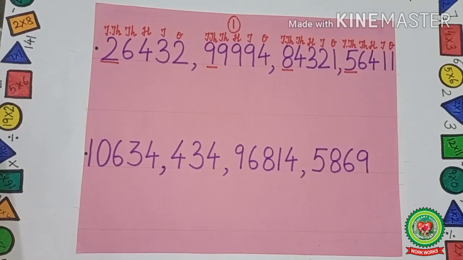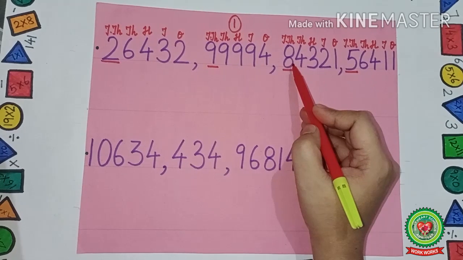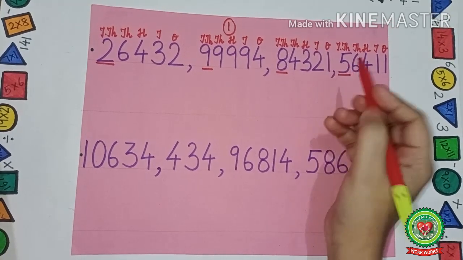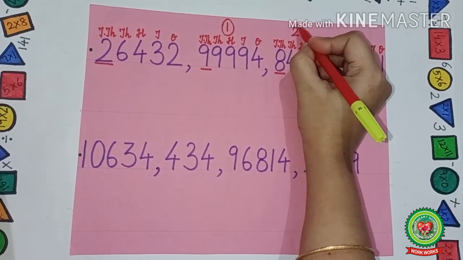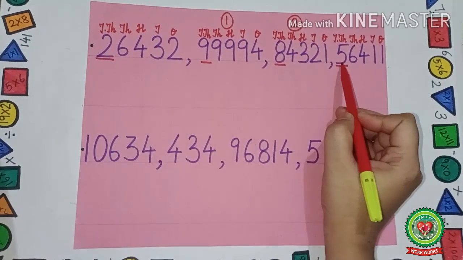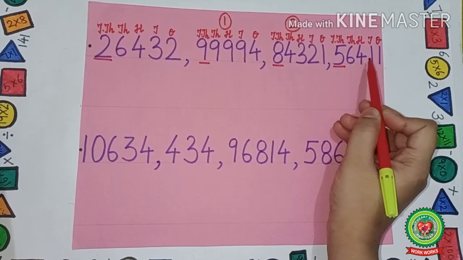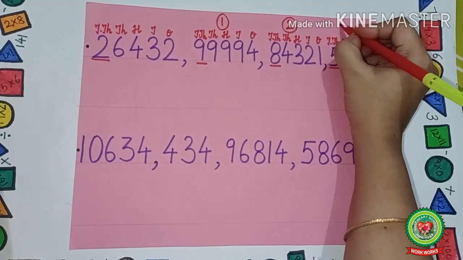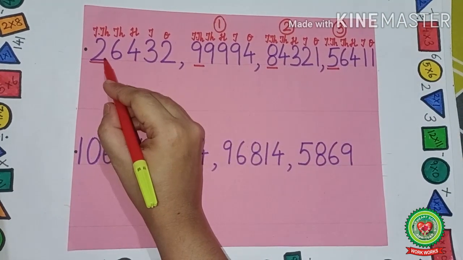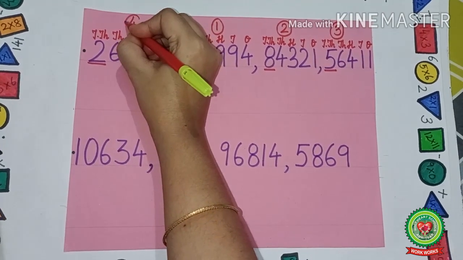Now next is among 2, 8, 5, which is the biggest number? 8. So that means 84,321 is the biggest number. So we will write over here 2. Next, between 2 and 5, which is the biggest number? 5. So 56,411 is the third in the order of descending order. Now last one, this one, 26,432 is the last one in the order.